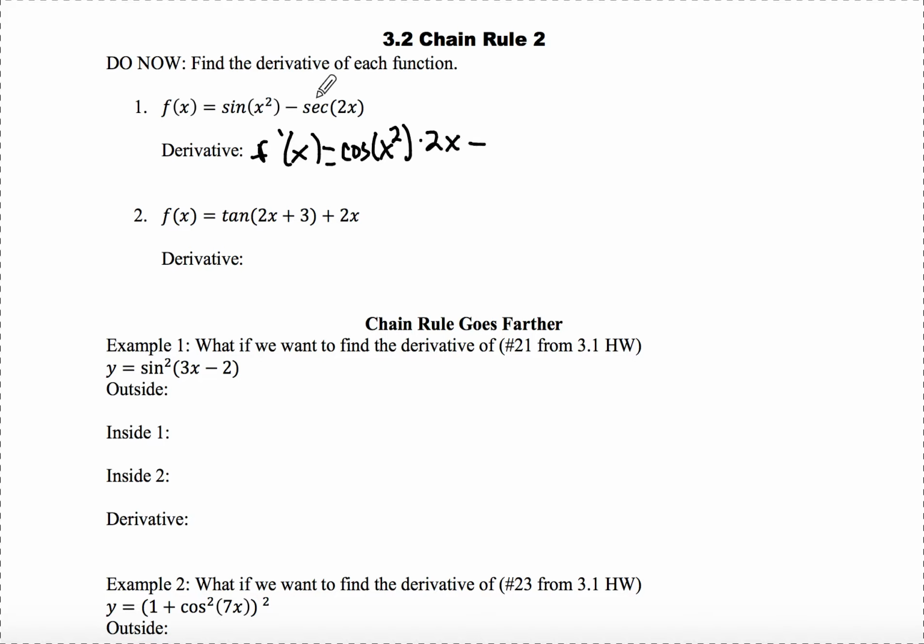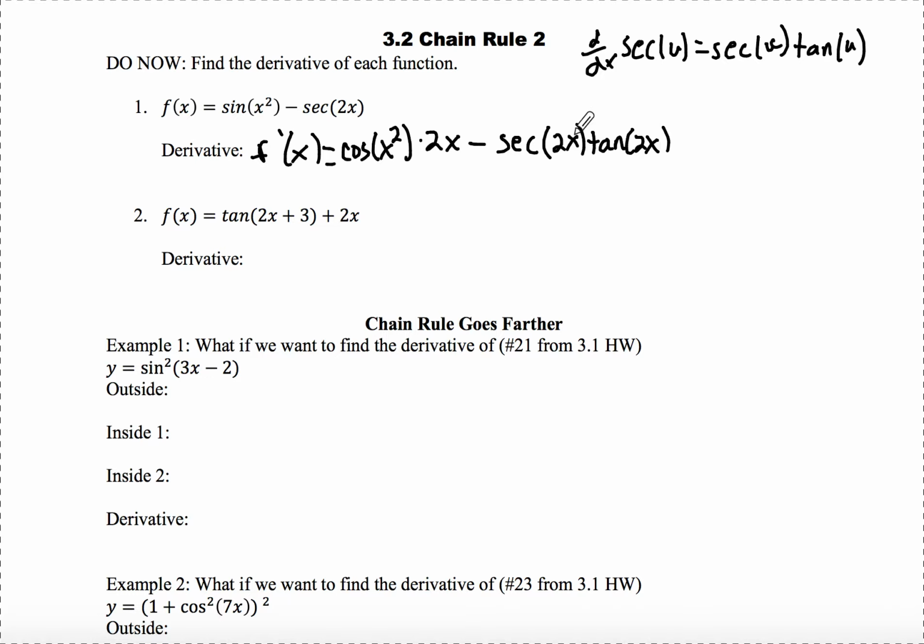Minus, now I need secant of 2x. That's another outside inside. It's a chain rule, so the derivative of secant is secant, but then we keep the inside. But the derivative of secant is secant times tangent. So I actually end up with the inside in two places. Remember the derivative rule for the derivative of secant of something is secant of that thing times tangent of that thing.